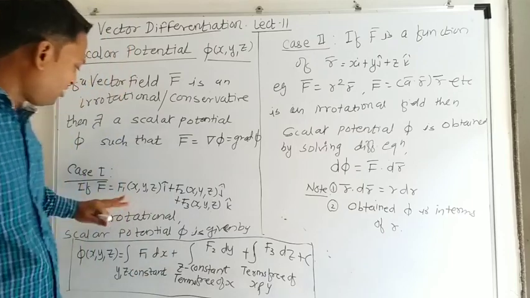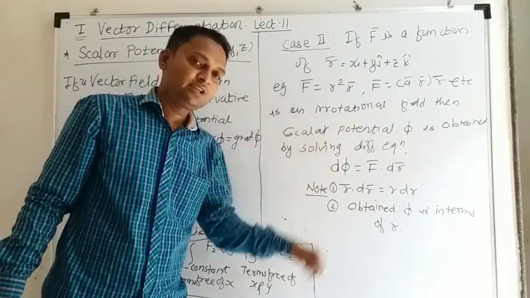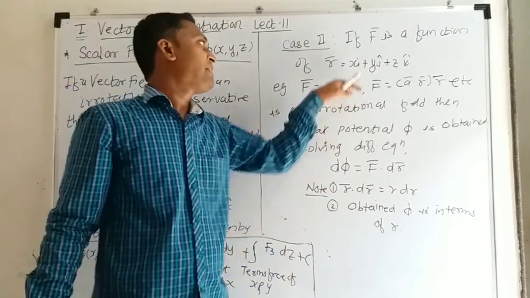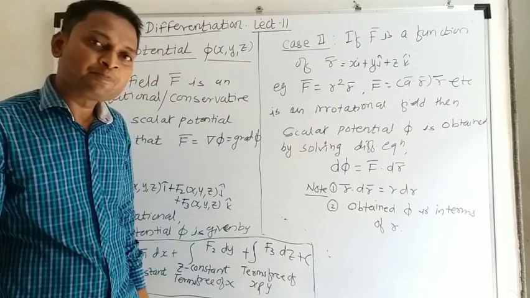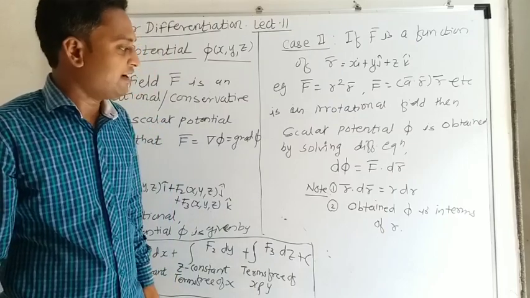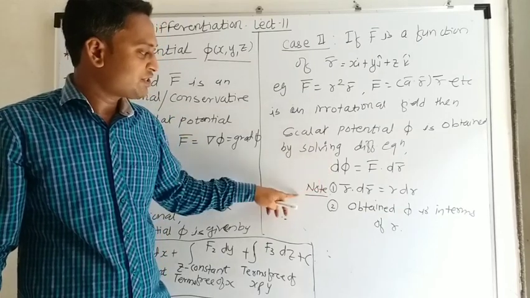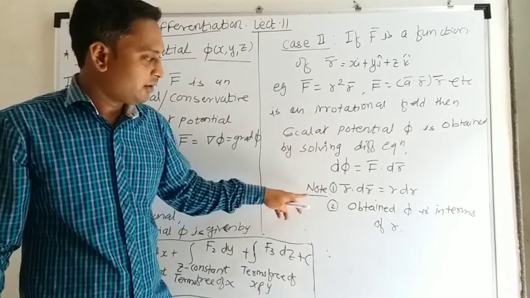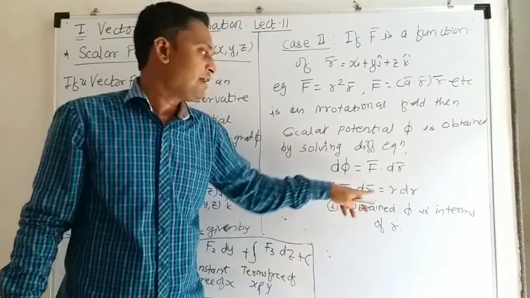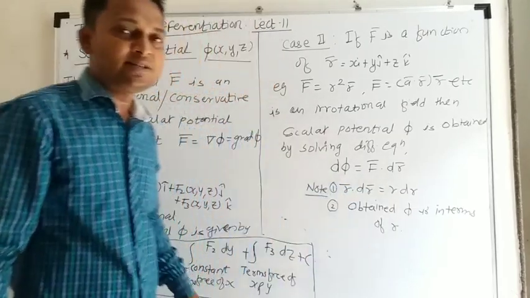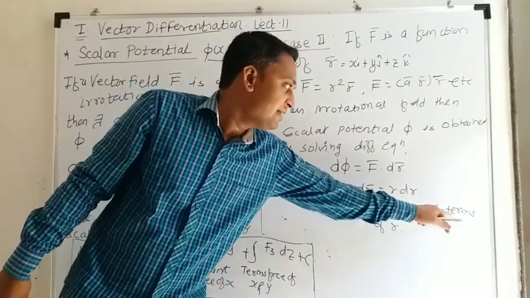So for this case the procedure is different for calculating phi. Whenever we have f bar in terms of r bar, we solve this differential equation to get the required function phi. Now, some notes you need to take care of while solving this differential equation. Whenever you have this type of term, r bar dot dr bar, you have to take its value as r dr for solving the differential equation, and obtain phi in terms of r.